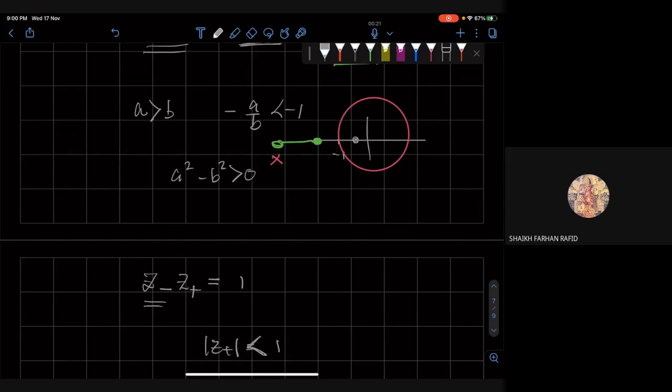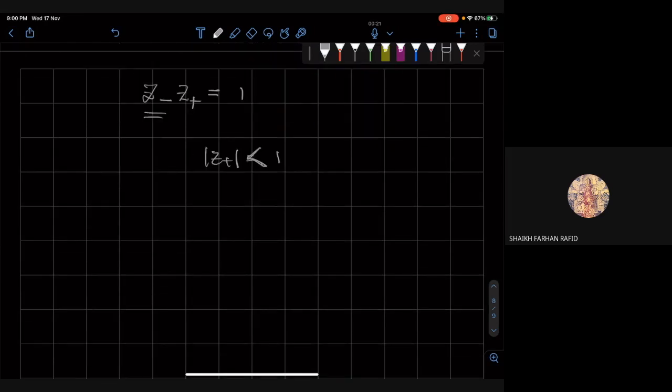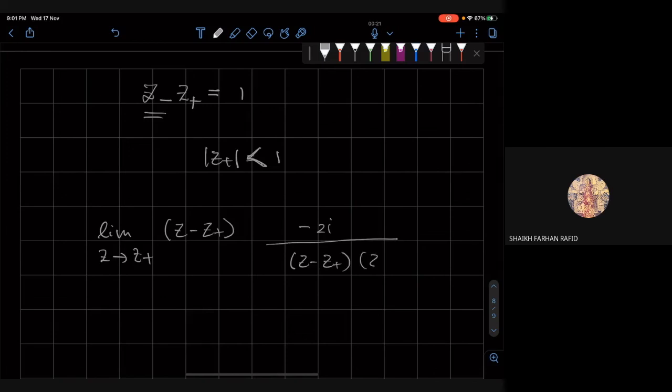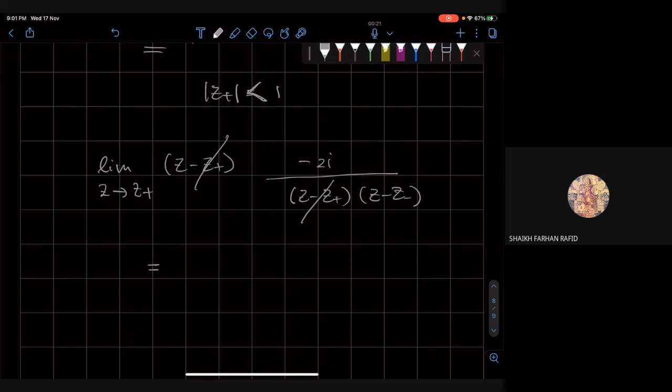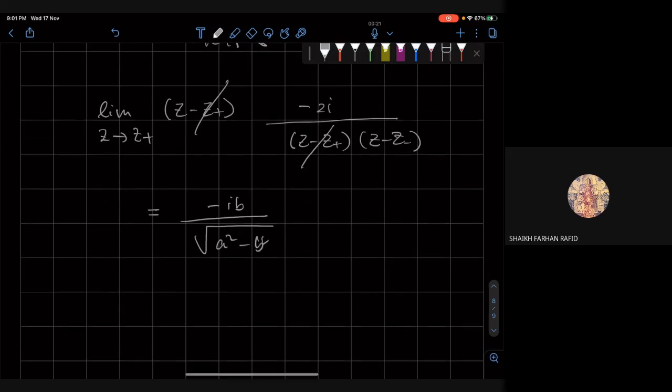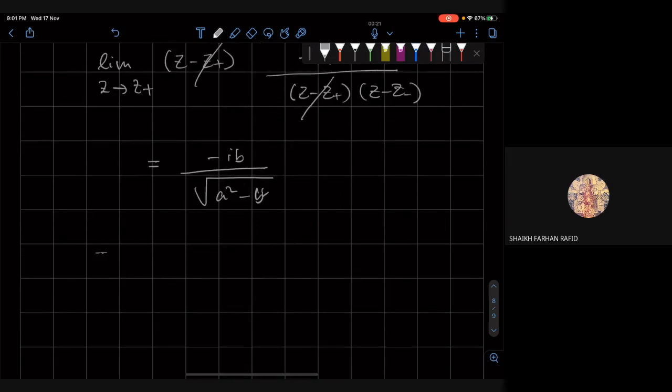Okay, so z plus is where the limit is. To find the residue, I take z to z plus and multiply my function by z minus z plus. But what is my integrand? It's minus 2a divided by z minus z plus times z minus z minus. If I put in those values, then I have minus i b divided by the square root of a squared minus b squared. And therefore, the integral that I was looking for, I, is 2 pi i times i squared minus, cancel out the minus sign, b divided by the square root of a squared minus b squared.